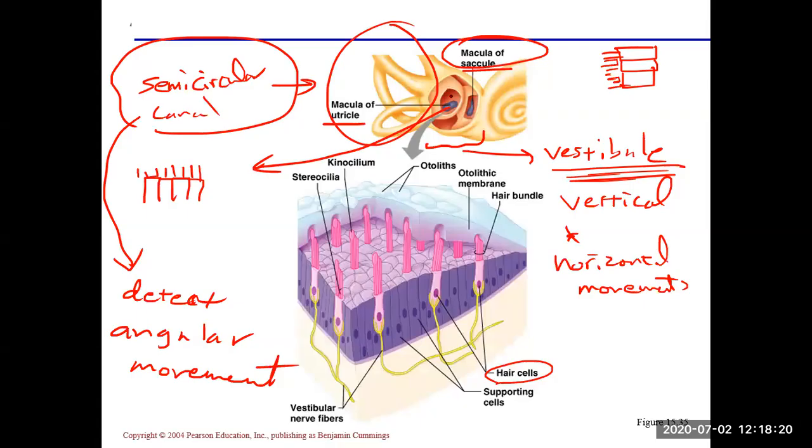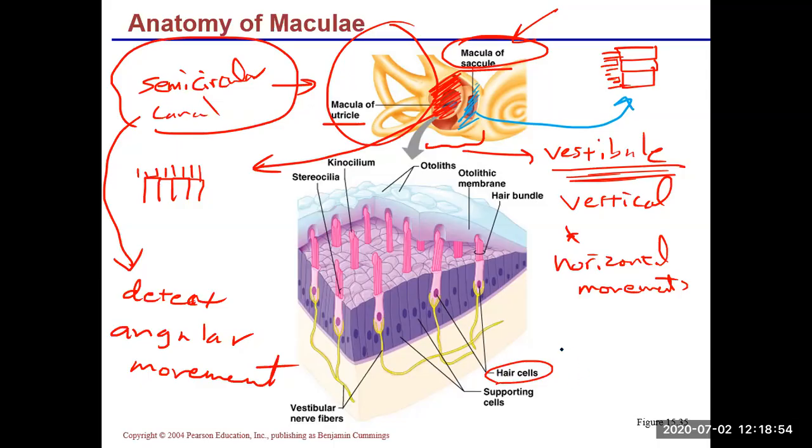Right over here on the top, you could see the vestibule. Okay, and there are two different parts to it. One is called the utricle, which is this portion that I'm highlighting. Another part is, let's use a different color, the blue portion that I'm highlighting, and this is called the saccule.